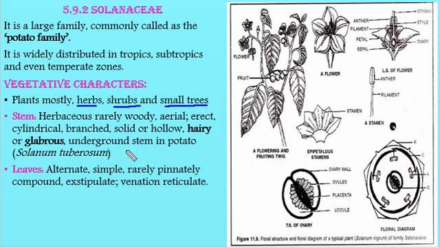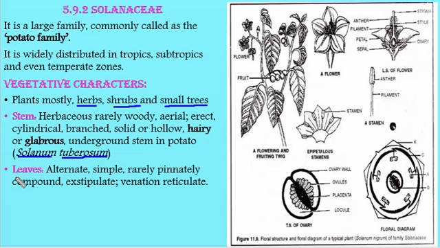Whereas in case of potato, the stem is underground and it is modified, and the modification is for storage of food. The biological name of the potato is Solanum tuberosum. Dear students, you need to remember this. The biological name of potato is Solanum tuberosum.